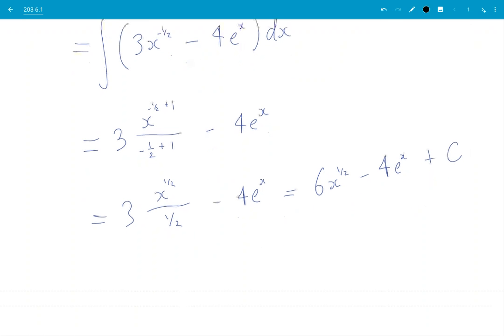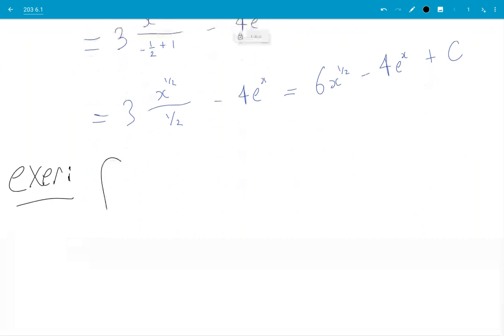Okay, let's try one of these. 1 over the third root of x, plus 1. So pause the video and give that a try.